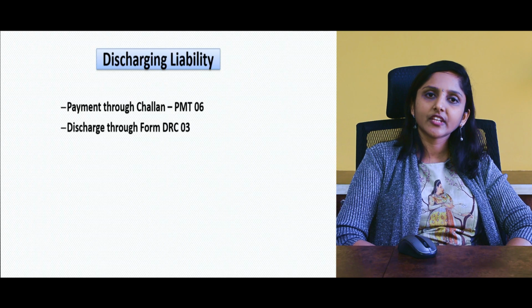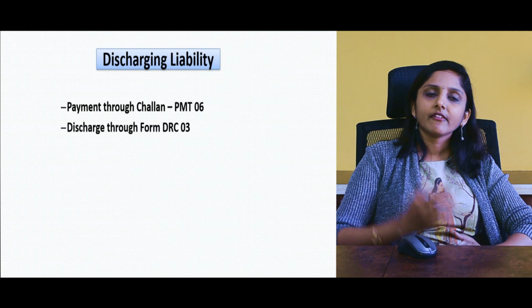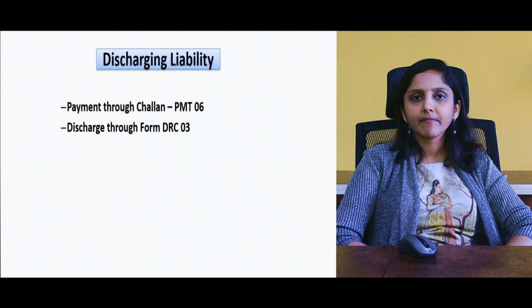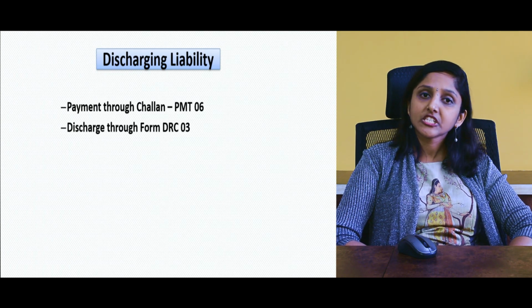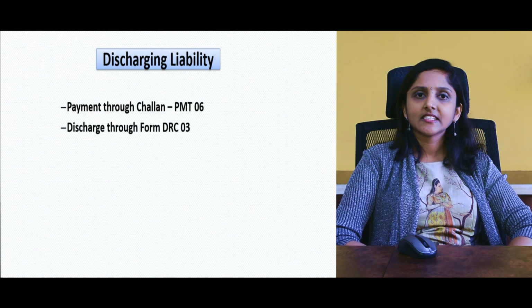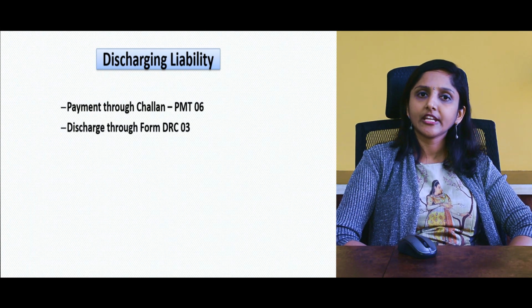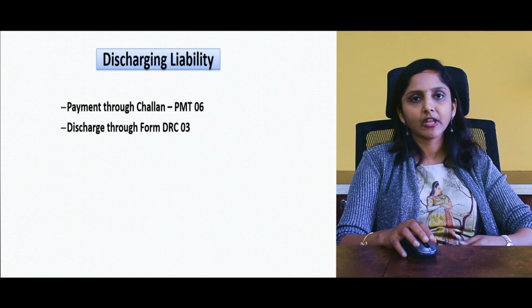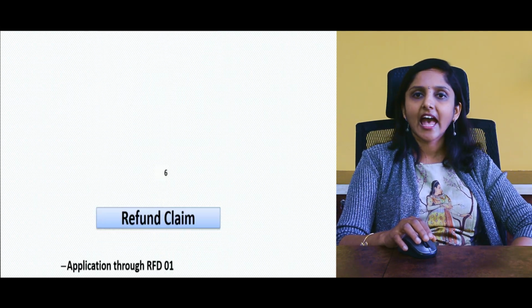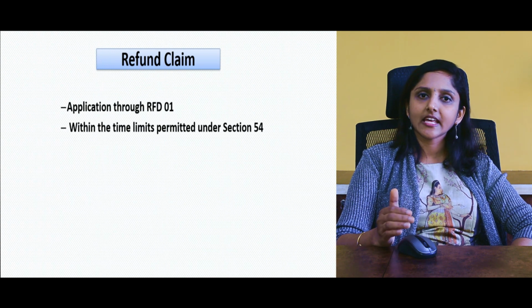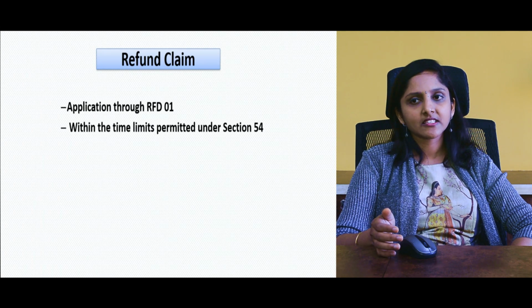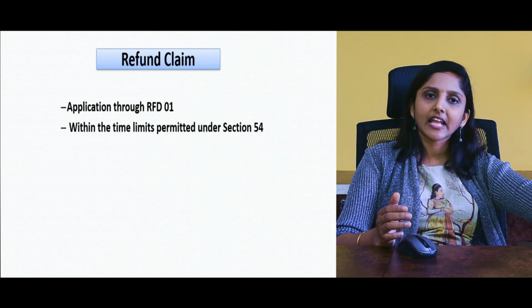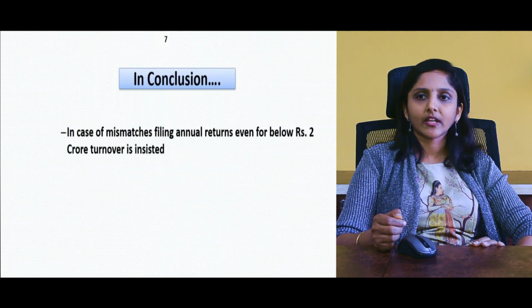Now, coming to the discharge of the liability through DRC 03, we will deposit the taxes using the same method we use for filing, that is the PMT 06 challan, and for discharging it, there is a separate DRC 03 form through which we need to discharge and offset this by selecting the drop down menu there as annual return. And if any excess tax has been paid which comes within the time limit provided under section 54, then we have to make an application in RFD 01.